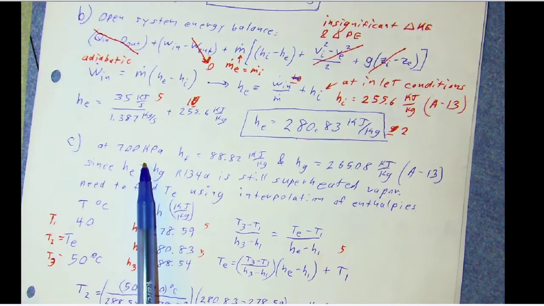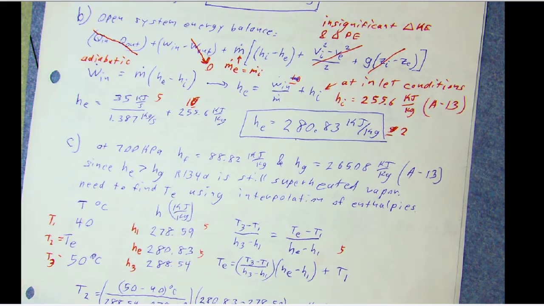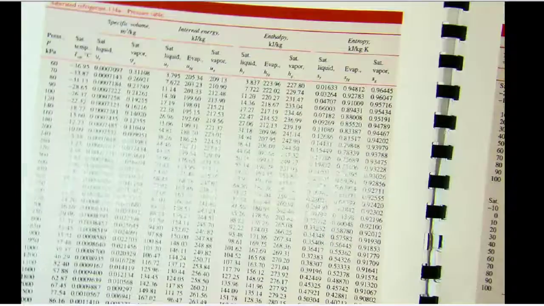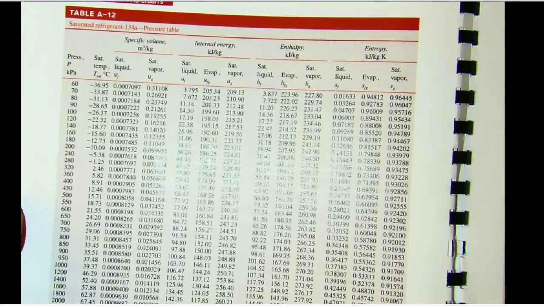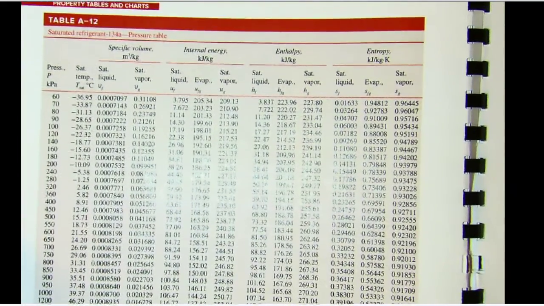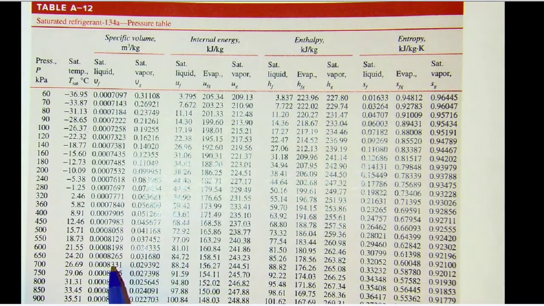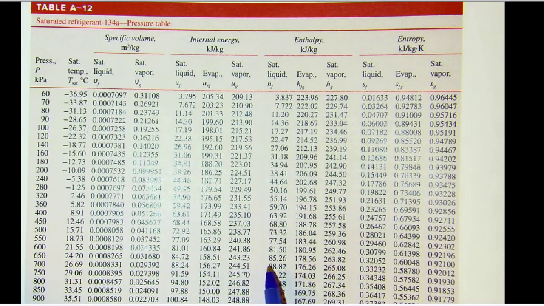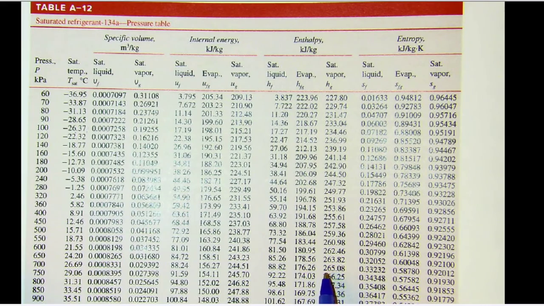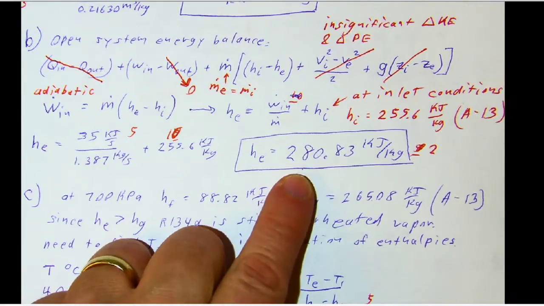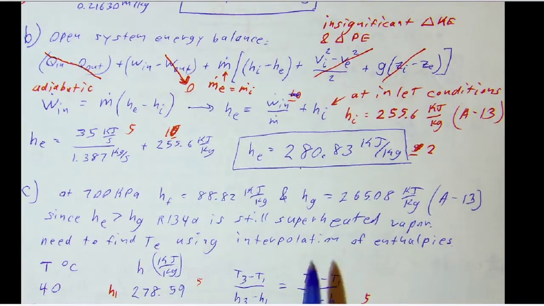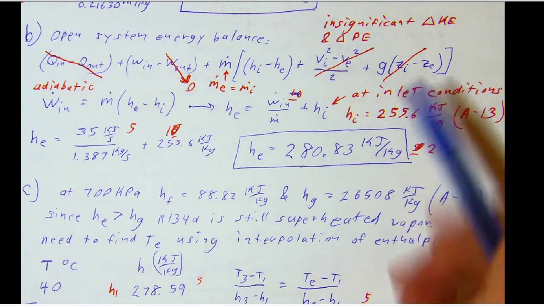Anyway, 700 kPa, so if you go to your table for 700 kPa, now this is for a saturated refrigerant, right? Meaning it's not superheated. So it could be a mixture. And you can see here at 700 kPa, the range of enthalpies are 88.82 and 265.08. Now, the enthalpy I calculated is 280. So I'm definitely above the 265, right? And that's what I see when I look at my numbers. This is a decimal point here.